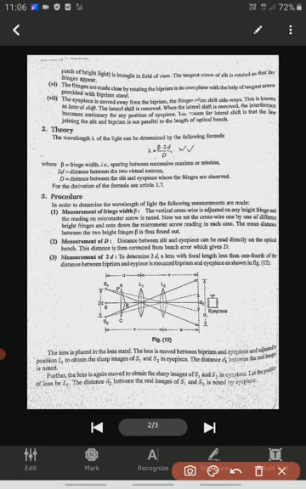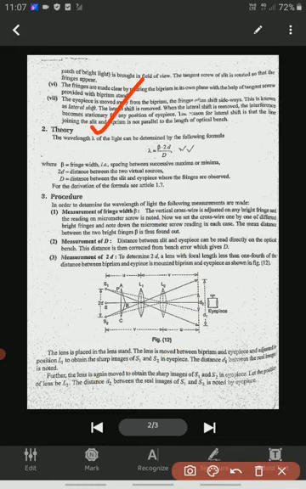Okay, when we move the eyepiece like this, left side, right side, at a particular point we get sharp images, sharp fringes. So next we will study the theory. Already we discussed the fringe width. So what is the fringe width?